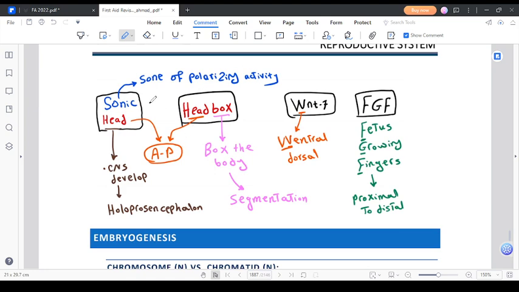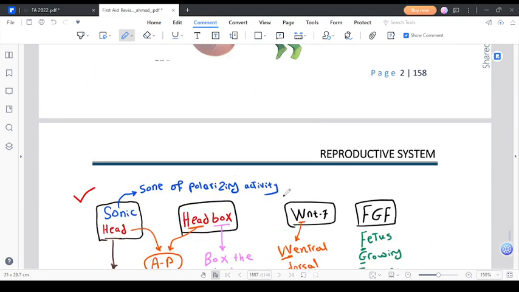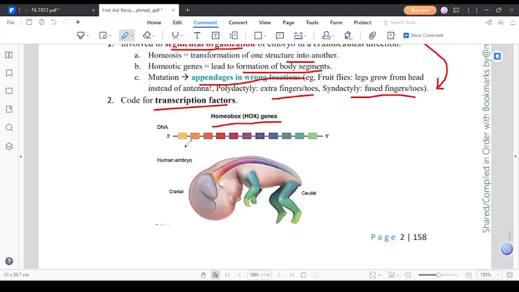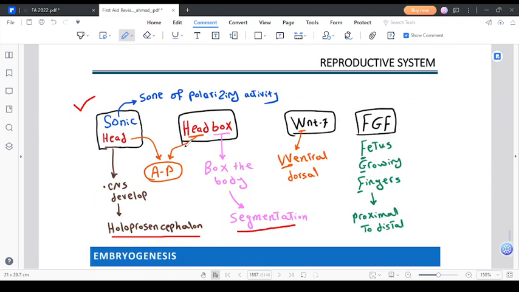So here you can see the zone of polarizing activity, or ZPA, that is going to produce sonic hedgehog, that leads to the CNS development and holoprosencephaly. And the Hox genes of the body are responsible for the segmentation. This Hox is the homeobox, this one. So that is responsible for the segmentation of the body, and both of them are responsible for the growth in the anterior-posterior direction.